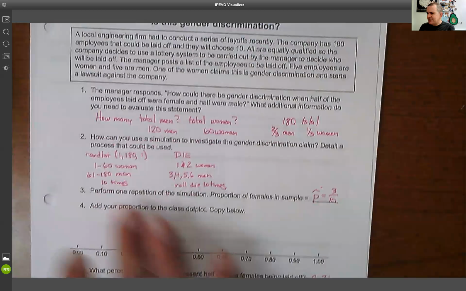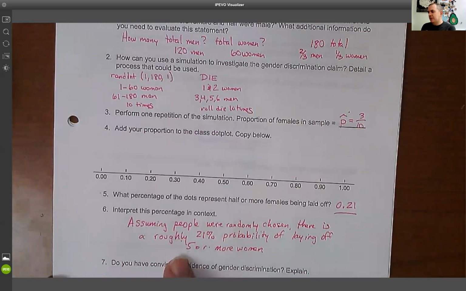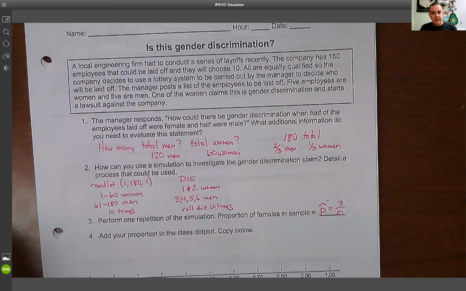And what we did there is really called the p-value. This number is our p-value. It's the probability that we get the result we got or more extreme, assuming that the claim is true. And the claim is that this was not gender discrimination. Everybody was put in a hat. It was a random process. So that was kind of what we talked about in class today.